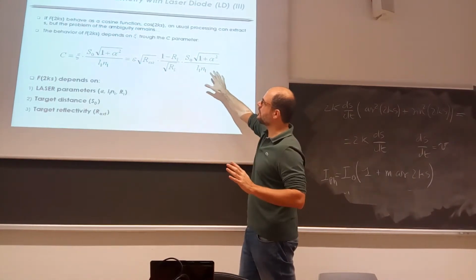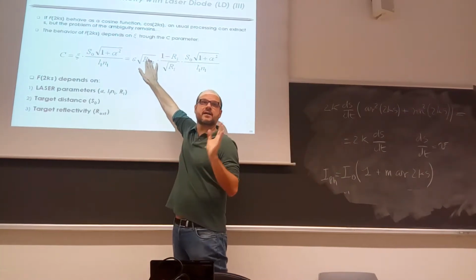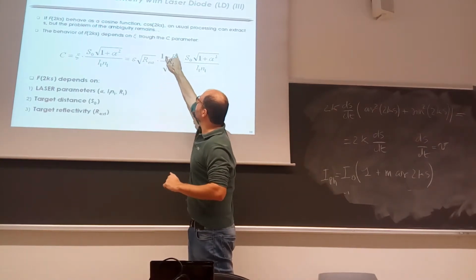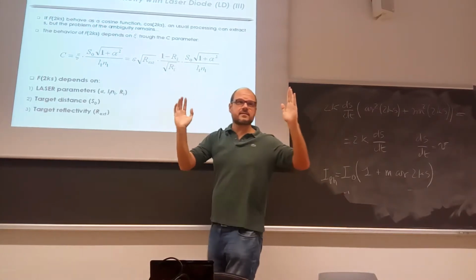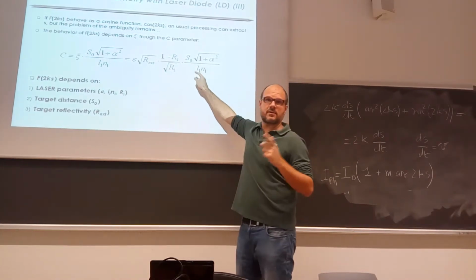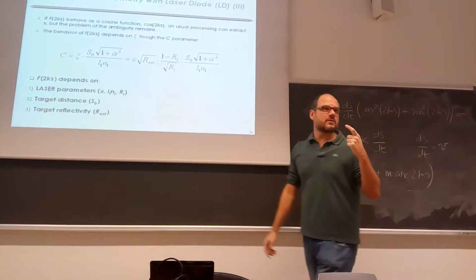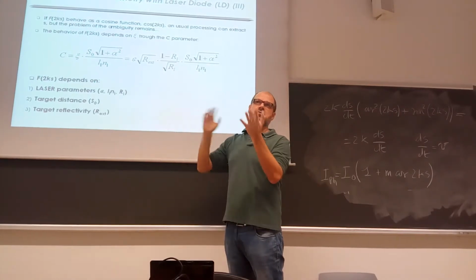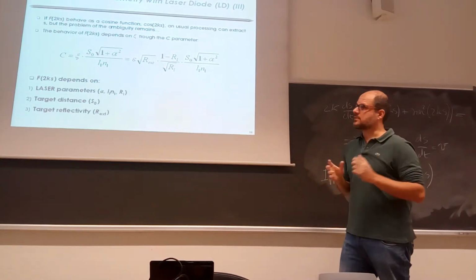And what you see here are very simple parameters: the reflectivity of the target or the external mirror, the reflectivity of the output mirror of the laser, the distance at rest of the target, the optical length of the laser cavity, and another parameter, the linewidth enhancement factor. This term is 0 for a HeNe laser, and it is around 1 to 6 for a semiconductor laser.